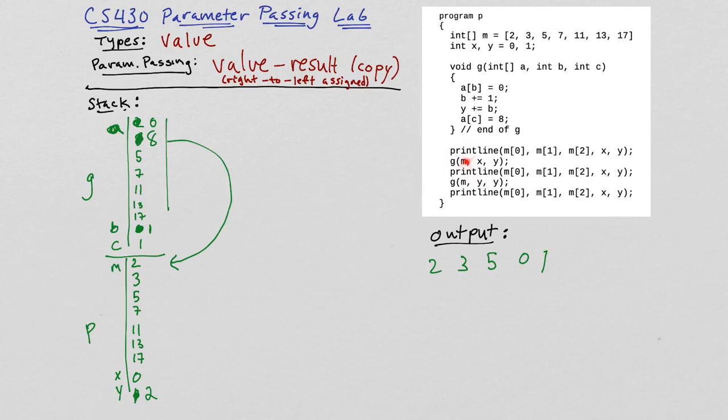Similarly, the value of B is going back into X, and the value of C is going back into Y, and we're going to do it from left to right in the call. So I'm going to copy the value back of A into M, then B into X, then C into Y, left to right in the parameter list. And so this is first, this is second, this is third. So this becomes 0, 8, 5, 7.